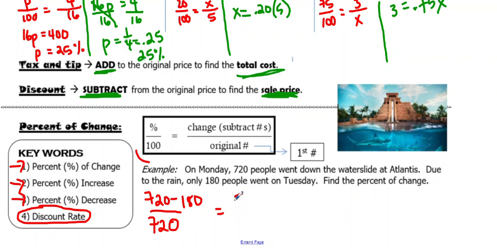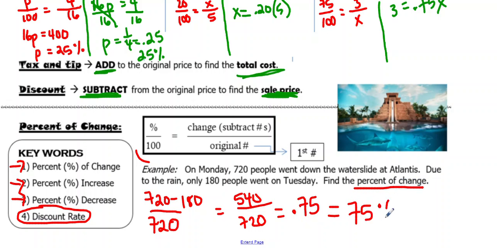So now I have 540 over 720. I'm going to divide that. 540 divided by 720 gives me 0.75. But remember, since I want percent of change, I have to move my decimal point 2 spaces to the right to make it a percent. So there's my percent: there was a 75% change.